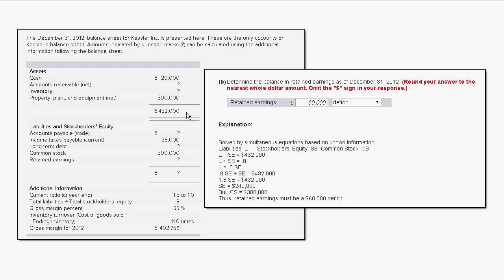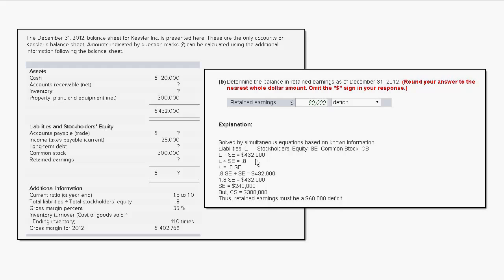First off, we know that the assets are $432,000, and we know that liabilities and stockholders' equity are always equal to total assets, so we know that that number right there for total liabilities and stockholders' equity is $432,000. So look at this algebraic expression here. Liabilities plus stockholders' equity equals $432,000.